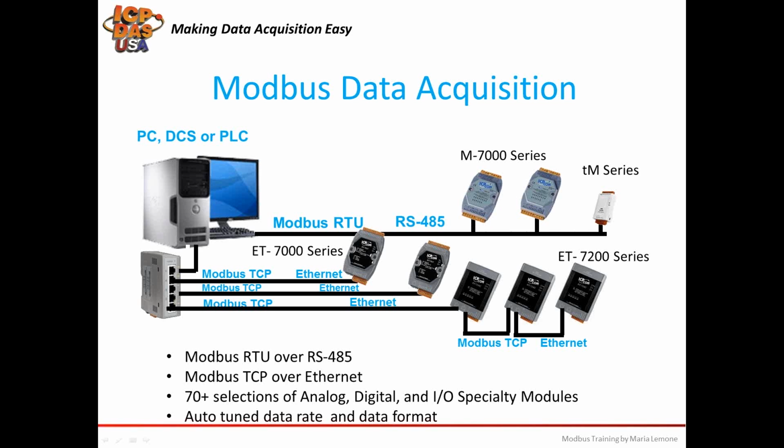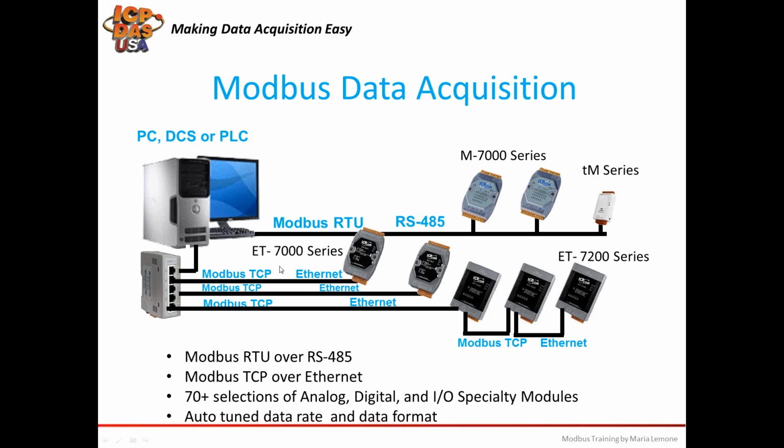We have the M7000 series, and we also have the TM series, which is about half the size of the Modbus M7000 series. The difference is you can piggyback mount the M7000 series up to 3 high. So you can mount them all on a DIN rail up to 3 modules, and then the tiny ones are smaller and they don't have the piggyback feature. And they also have different I/O configurations.